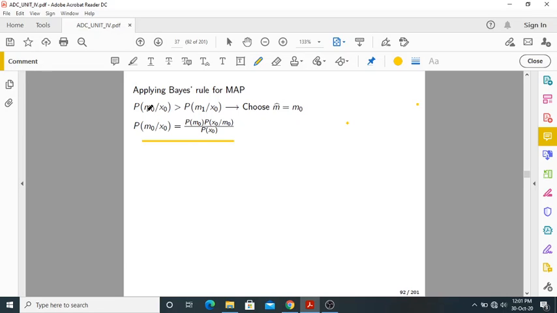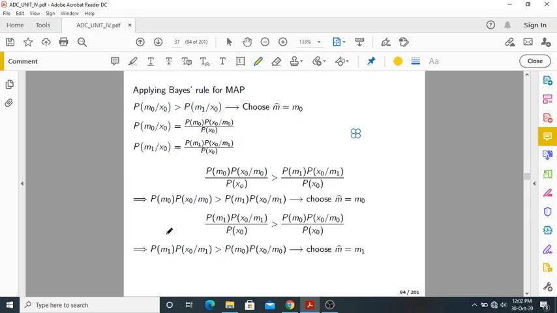Now this is for P of m0 given x0. In the same way, what is it for P of m1 given x0? This is what you get using Bayes rule. Now I am replacing P of m0 given x0 with this term, and P of m1 given x0 with this term. So P of m0 given x0 is this term, am I right or not? Just verify, please. P of m1 given x0 is this term. Are they the same or not? Just try to find out. Both have the same denominator, so they will cancel out.